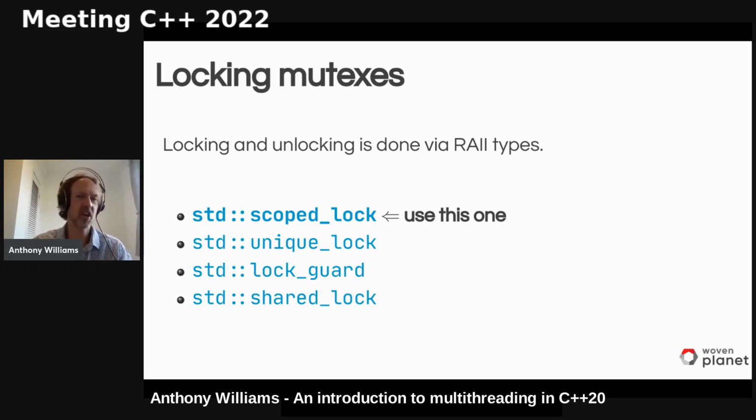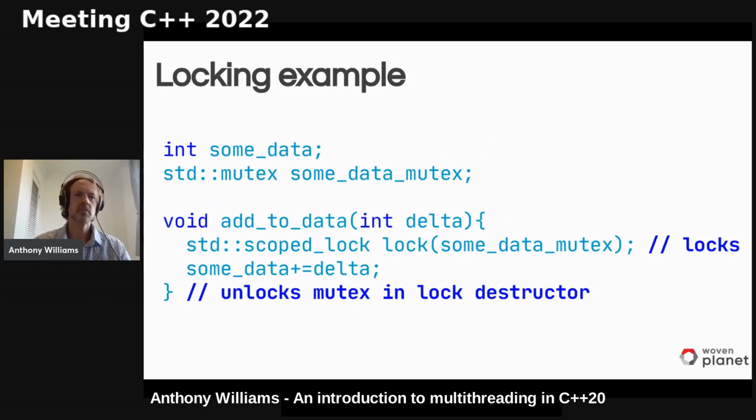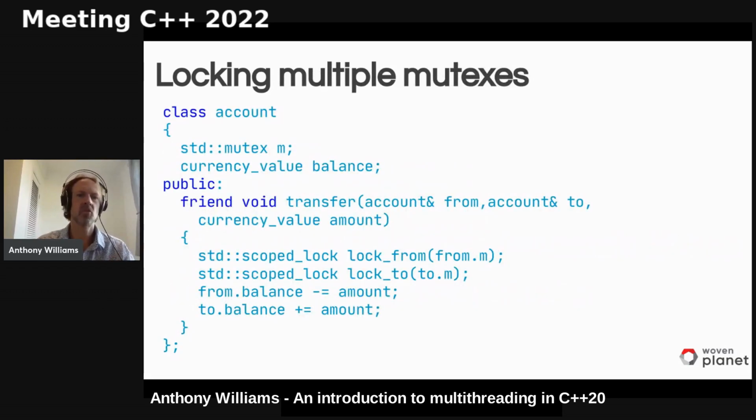We also have RAII types for locking. We construct them with scoped_lock. They take a lock when you construct them, and they release the lock when they're destructed. scoped_lock is the one you should use. unique_lock sometimes because it works for specific things, but otherwise you don't need the others. shared_lock works with shared mutexes, which you shouldn't be using. Like I say, it's a RAII type. You construct it with the mutex and it unlocks in the destructor.